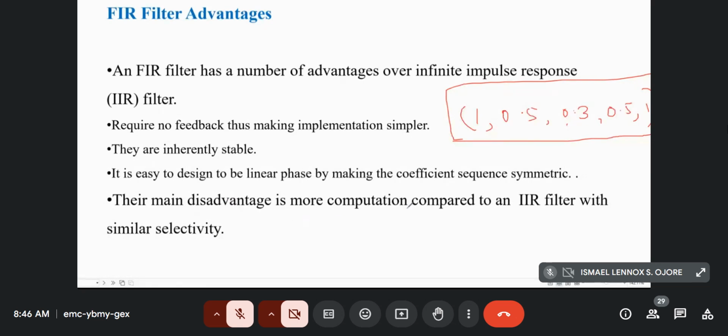So usually there is more computation with FIR for the same selectivity, because remember the most important thing about filters is selectivity, being able to completely cut off the frequencies, attenuating completely the frequencies you don't want.